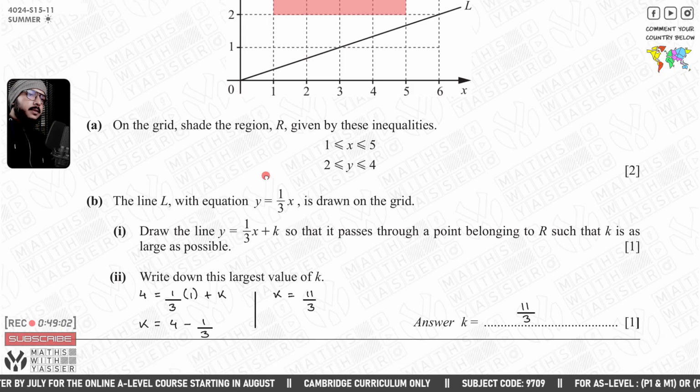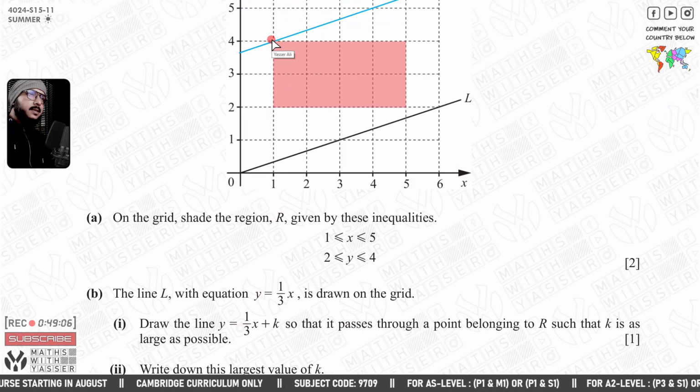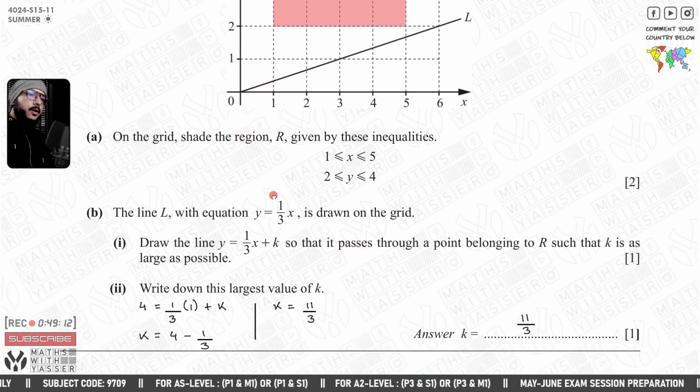So that means we can take the point 1 and 4 as this line is passing through this point x1 and y4 in order to find the value of k. So 4 equals 1/3 times 1 plus k. That means k is equal to 4 minus 1/3. That means 4 3s are 12. 12 minus 1 is 11. So k will be 11 over 3.